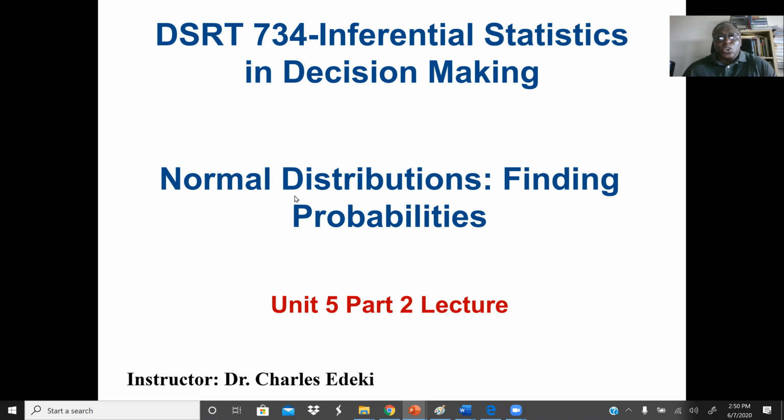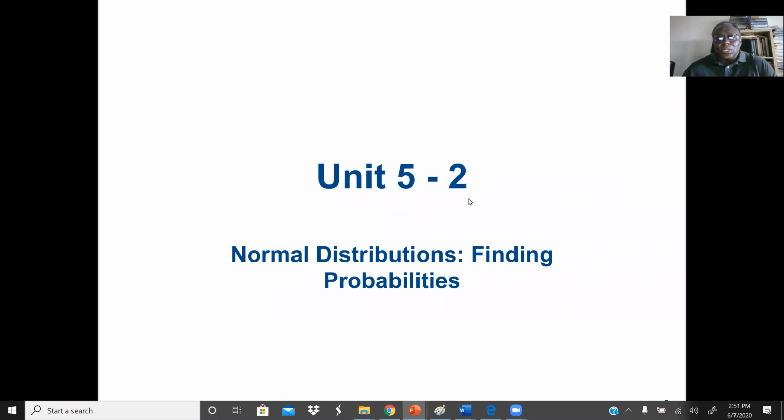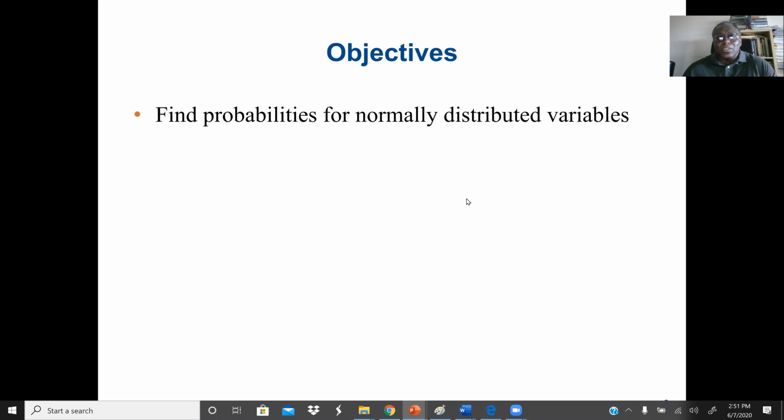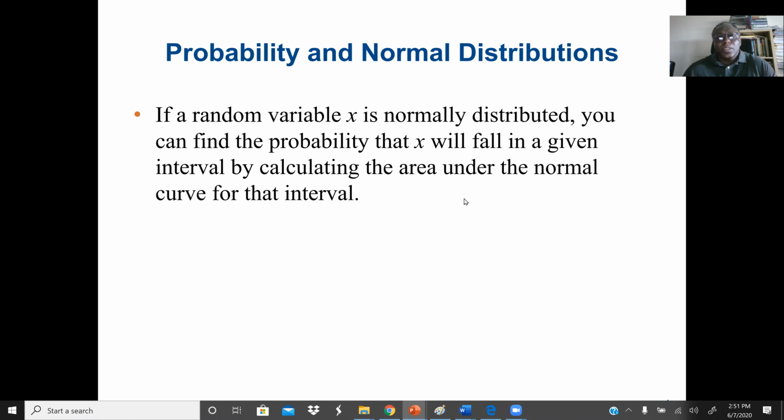In these lectures, we're going to cover normal distribution, finding probabilities. So our main objective is finding probabilities for normally distributed variables. If a random variable X is normally distributed, we can find the probability that X will fall in a given interval by calculating the area under the normal curve for that interval.